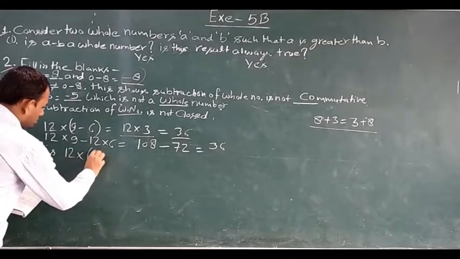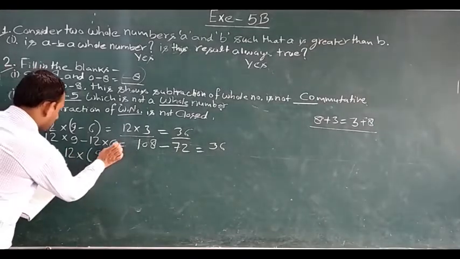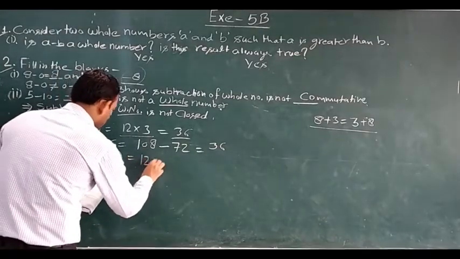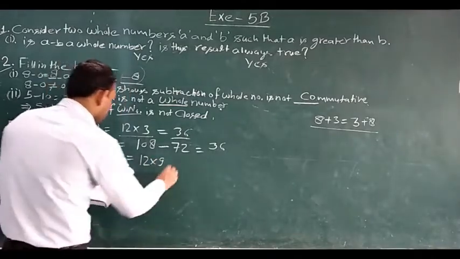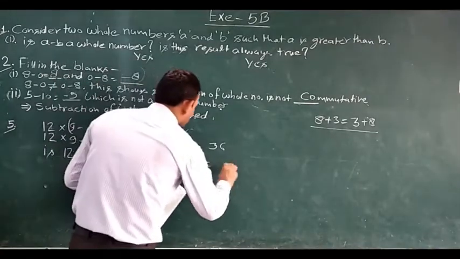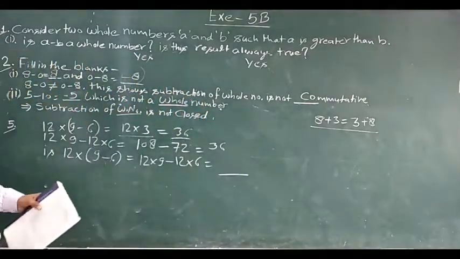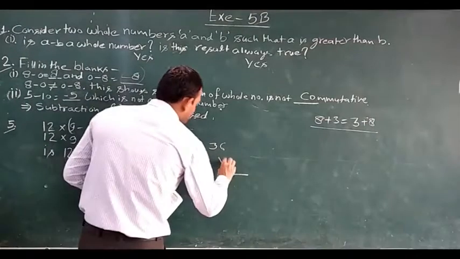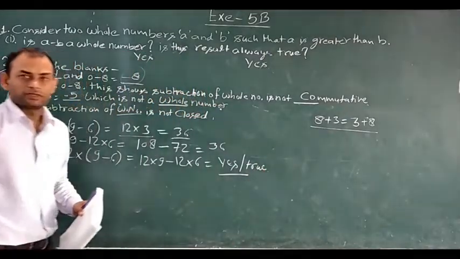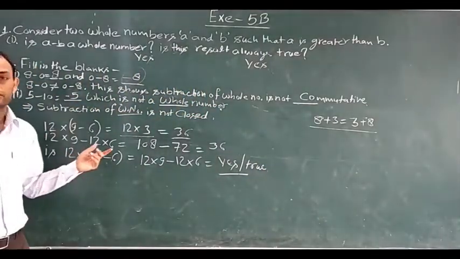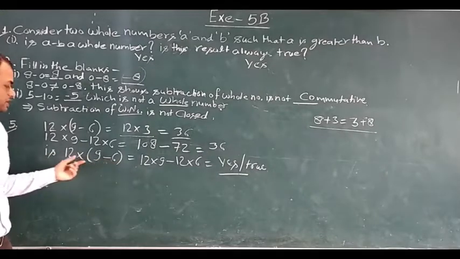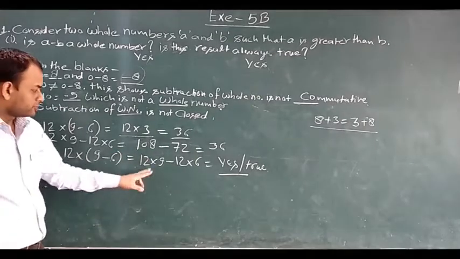Then after that, 12 into (9 minus 6) is equal to 12 into 9 minus 12 into 6. So you have to tell, is it true or false? Yes, this is right. You may write yes or true, whatever you want to write. In the last video I told you this is the multiplication over subtraction. This is the property of multiplication over subtraction. So this will be true.